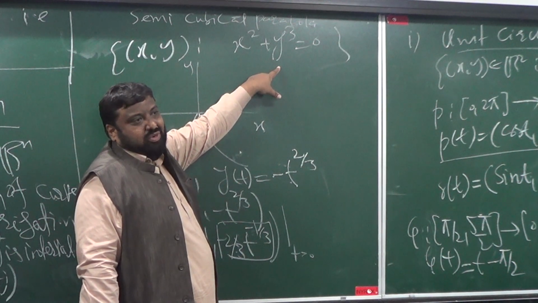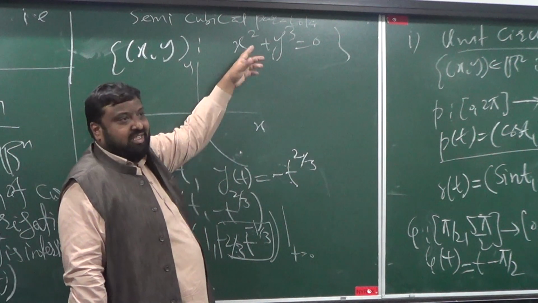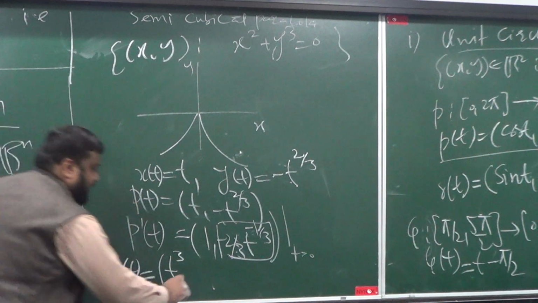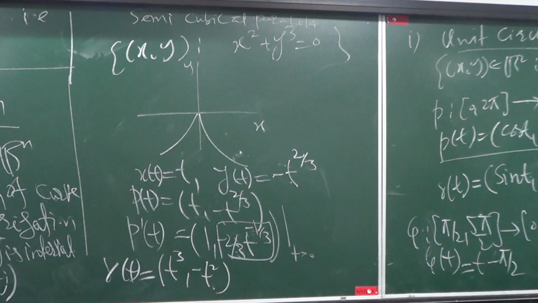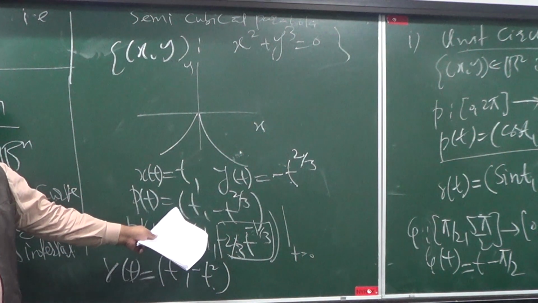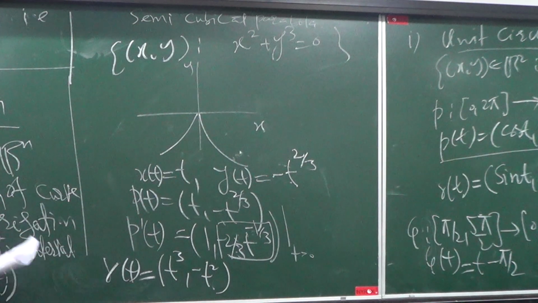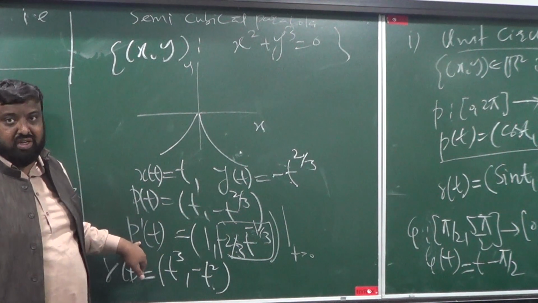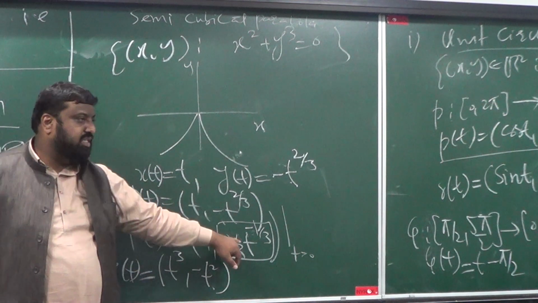So what should I do? Yes, that's a good trick: use x to be t cube and y to be minus t square. Get it? We have another parametrization of this curve. What's the good thing about this parametrization? The good thing is that at least the derivative exists at the origin. Here the p was not even smooth, so this is not a smooth parametrization because this derivative doesn't exist.